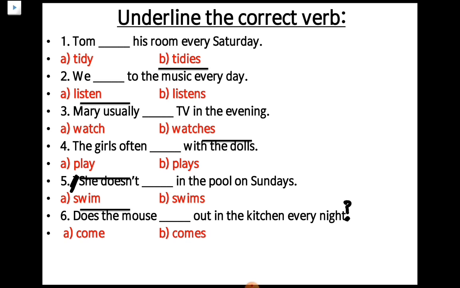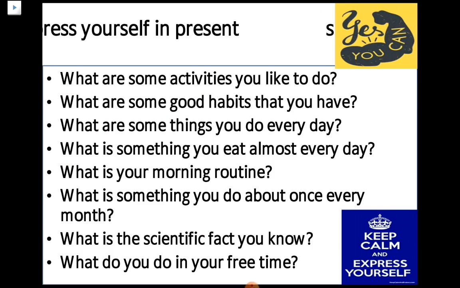She doesn't swim or she doesn't swims in the pool on Sundays. Of course, she doesn't swim because we have here negative form doesn't plus verb without S, of course. Number 6, it's a question. Does the mouse comes out in the kitchen every night? Is it come or comes? It is come because we have here a question, so no S with the base verb. So this is all about the exercises. You only need now to express yourself in present simple tense.